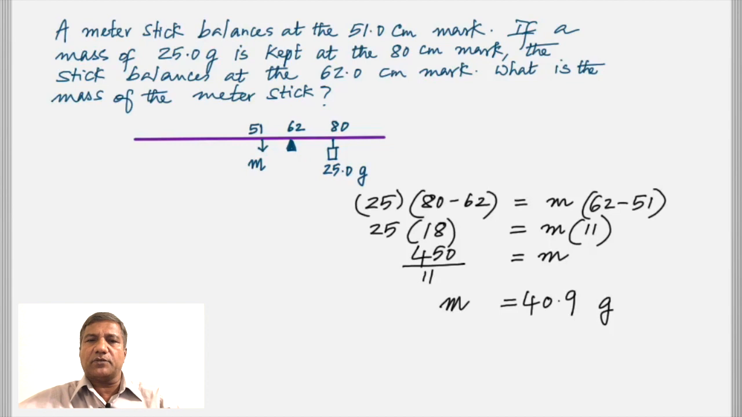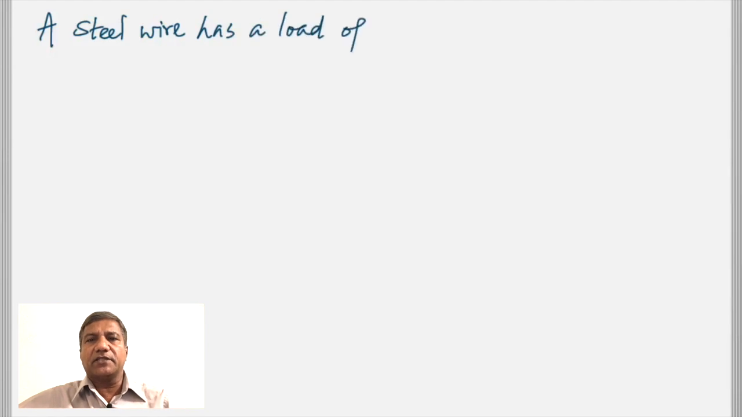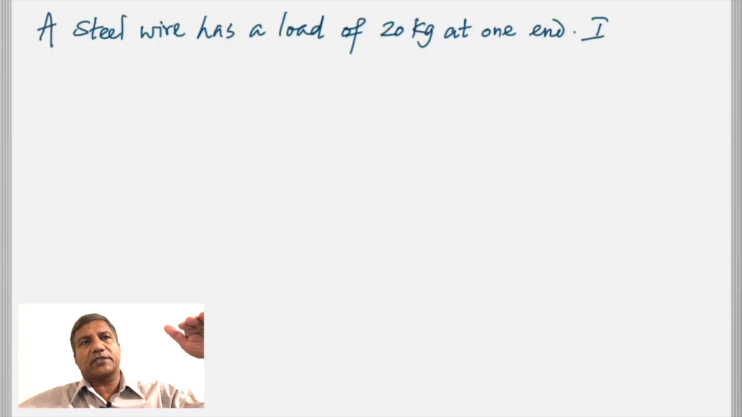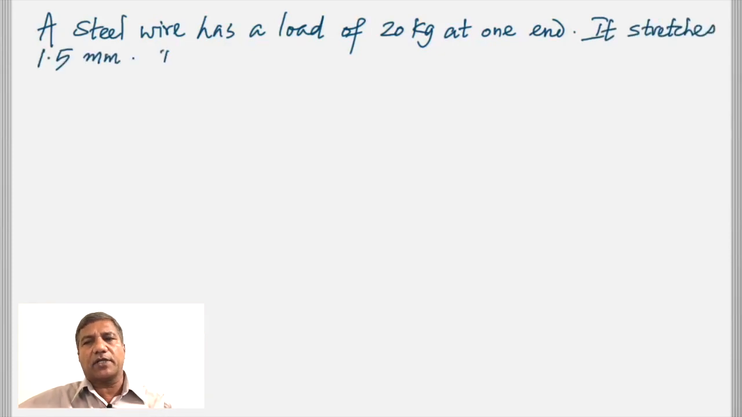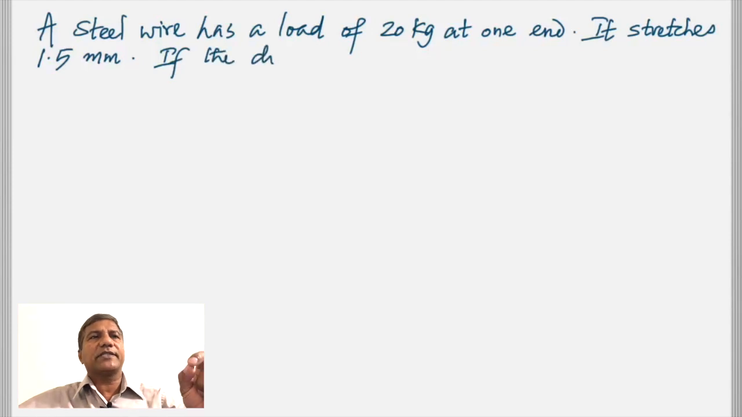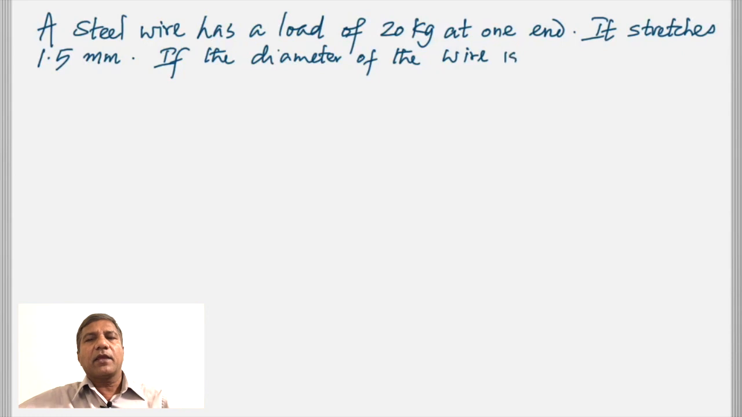To the next question, which is to do with Young's modulus, elasticity. So here is a steel wire which has one end fixed rigidly, and at the other end you have a load of 20 kilograms. And so the steel wire stretches by 1.5 millimeter. The diameter of the wire is 1 millimeter, and we have to find the original length.